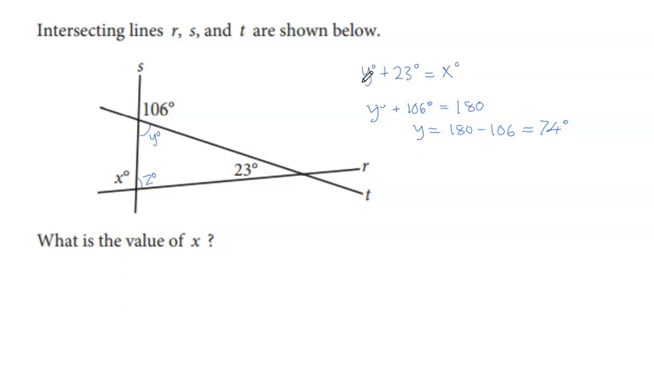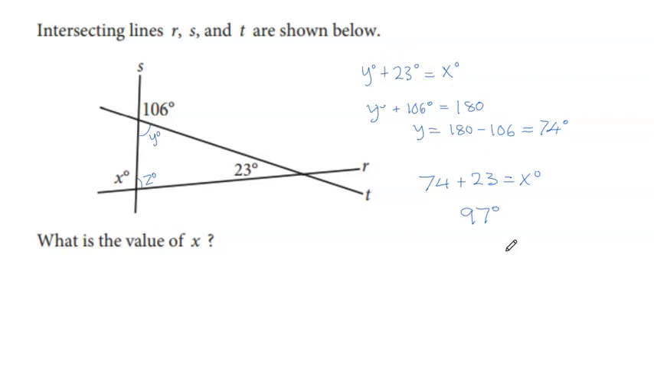So based on this theorem here, we have y degrees, which is now 74, plus 23 is going to be equal to x degrees. If we add these two, we're going to get 97 degrees for our answer, right?